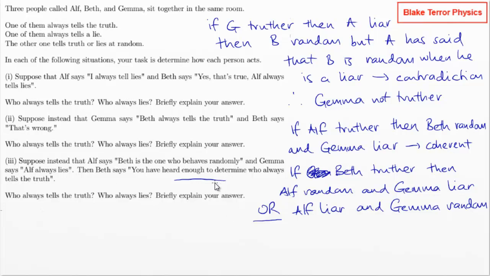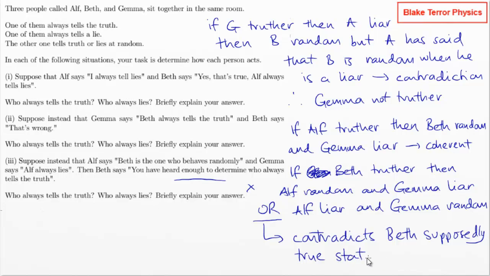So would this all fit then? If we're saying here that Beth says you've heard enough evidence to determine who always tells the truth. Now, in this second case here with the or, Beth is telling the truth, but that wouldn't be true because we don't know which one of these options we've got. So it can't be this. So we're saying this or is the contradiction. This contradicts Beth's supposedly true statement. So let's just go and double check because that gives us a new contradiction.